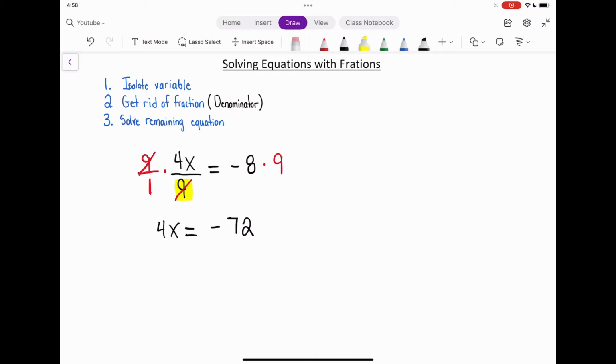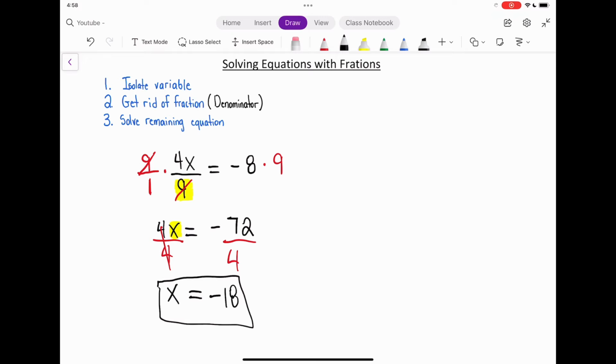So for us to figure out what x is, we're going to have to do the opposite of multiplication, right? Because 4 and x are being multiplied. So we're going to divide by 4 on the other side as well, and we'll get our answer of x is equal to negative 18.